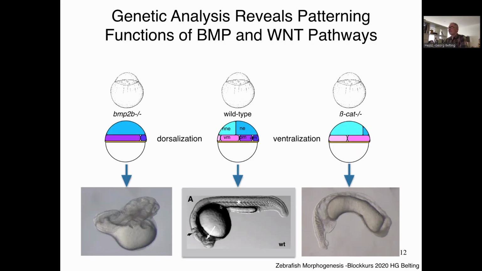In a wild type, we have certain proportions that are the fate map. We have ventral mesoderm, we have dorsal mesoderm, we have neuroectoderm, non-neuronal ectoderm. In the BMP mutant, you dorsalize the embryo, so everything becomes neuroectoderm, and also the mesoderm becomes dorsalized, while in this beta-catenin mutant, everything becomes ventralized. There are no dorsal tissues anymore.